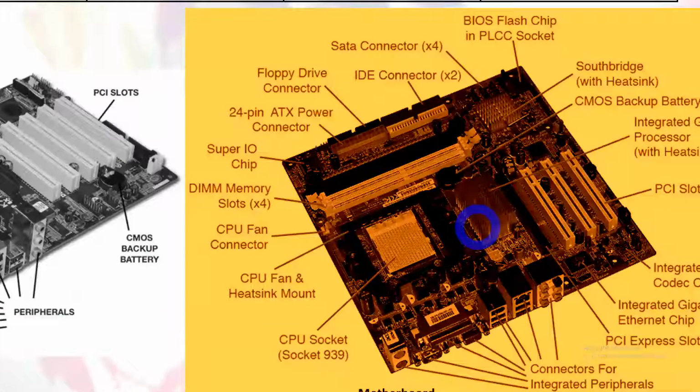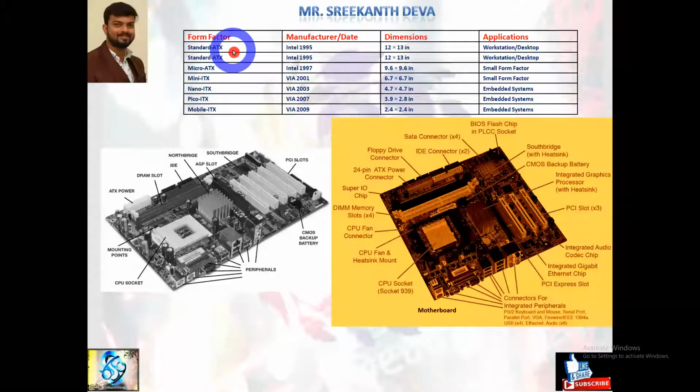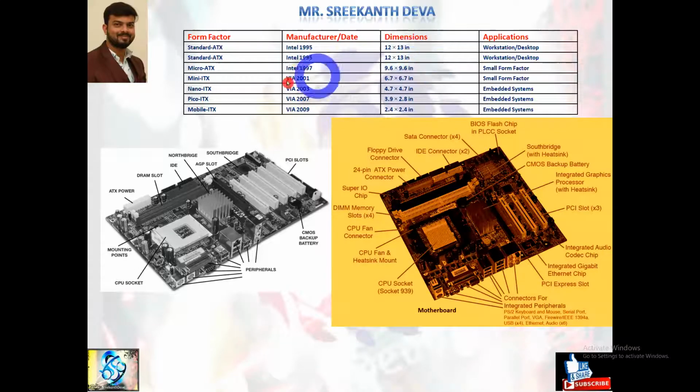Okay, I explained just the standard ATX, used in workstations and desktop computers, released by Intel around 1995. They were then released with different dimensions, like micro ATX, used for small form factors, mini ATX, VIA around 2001 used for small form factors, nano ATX, pico ATX, mobile ITX. So these are all various motherboards available in the market.